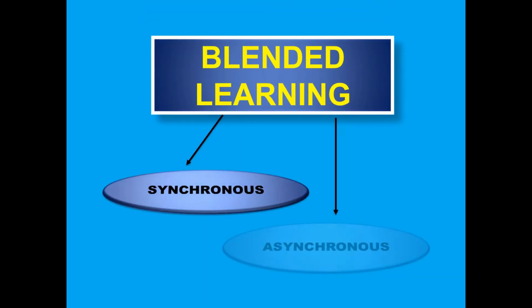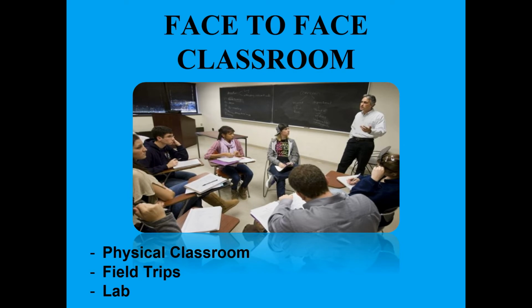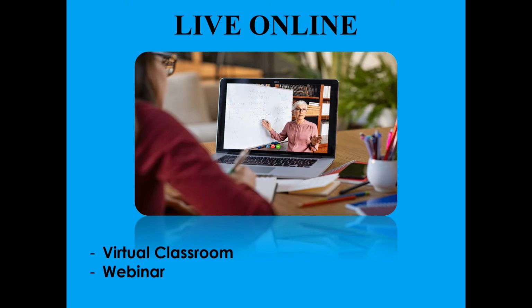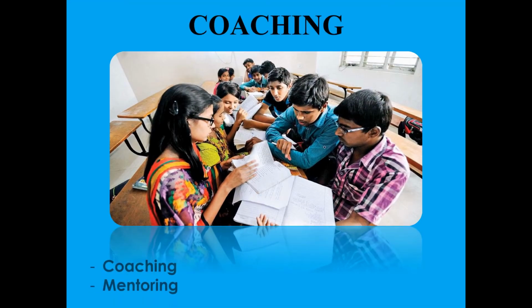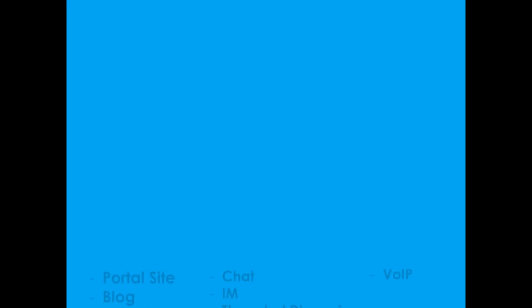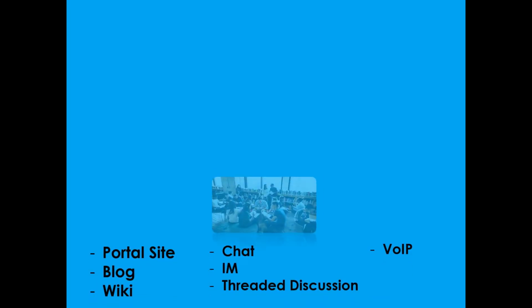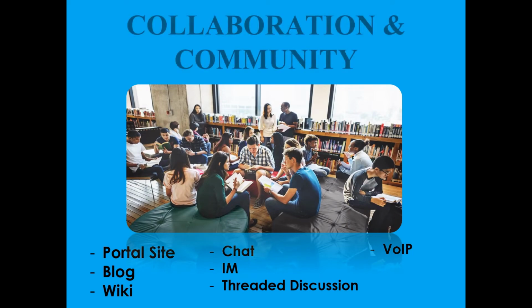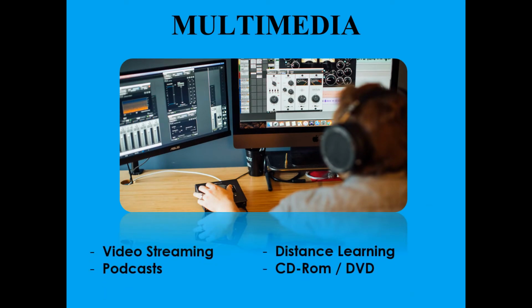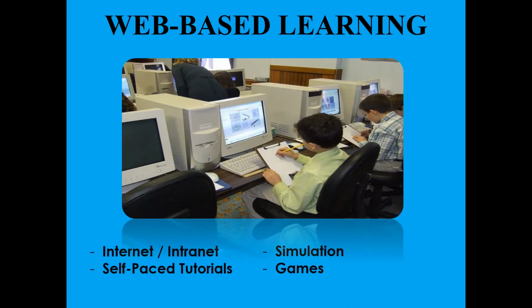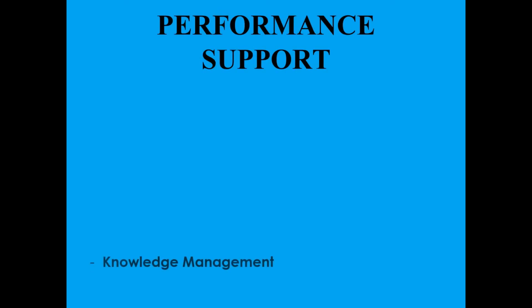The strategy of blending online learning with school-based instruction is to utilize students' diverse learning styles and enable them to work before or after school in ways that are not possible with full-time conventional classroom instruction. Blended learning exists in two forms, the synchronous type and the asynchronous type. Examples of synchronous types are face-to-face classroom, live online, and coaching. Examples of asynchronous types are collaboration and community, multimedia, web-based learning, and performance support.